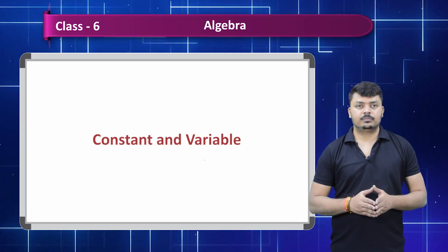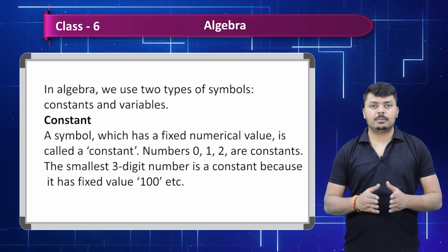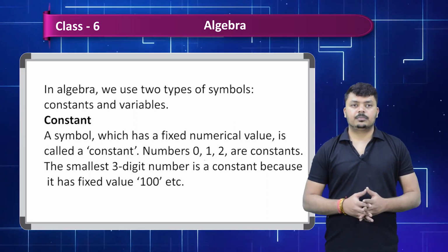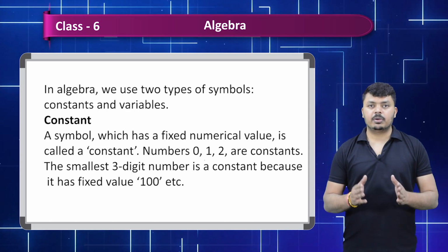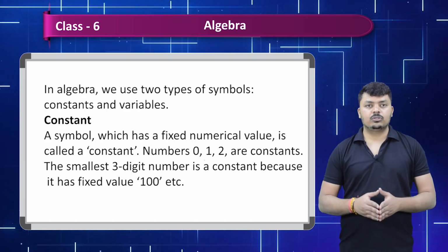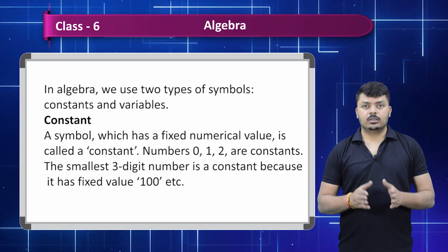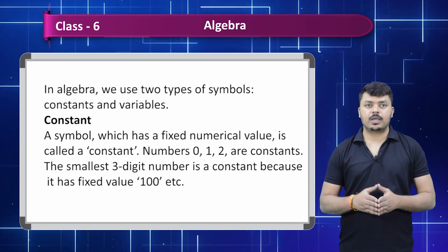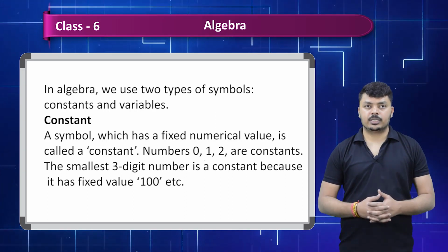Constant and variable. In algebra, we use two types of symbols, constants and variables. Constant: a symbol which has a fixed numerical value is called a constant. Numbers 0, 1, 2 are constants. The smallest 3-digit number is a constant because it has a fixed value, 100, etc.